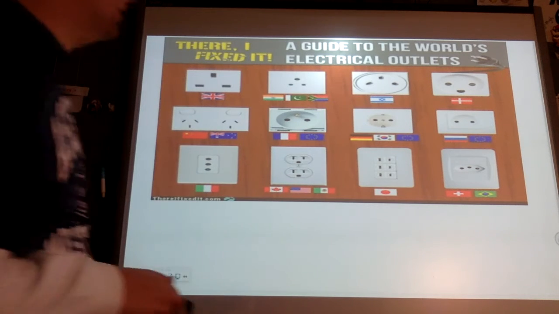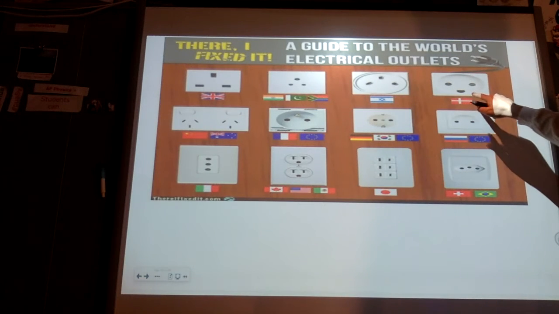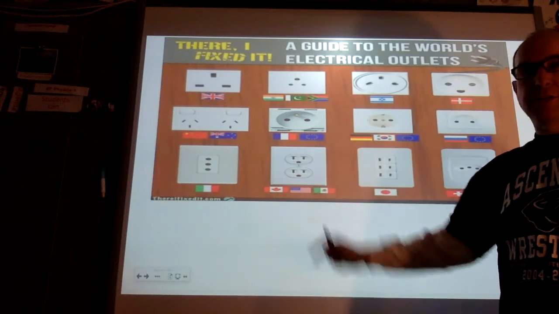I think that I like this one the best. I wish ours looked like that. Like this guy looks happy. Ours kind of just looks concerned.